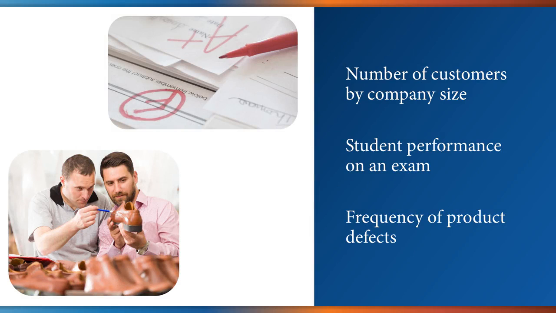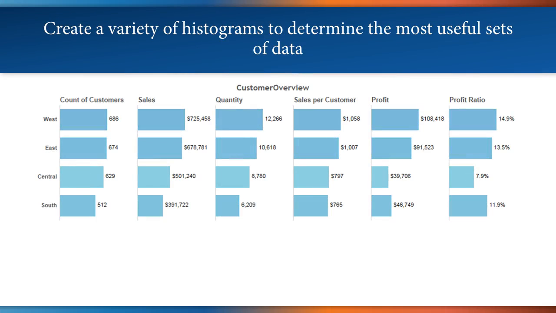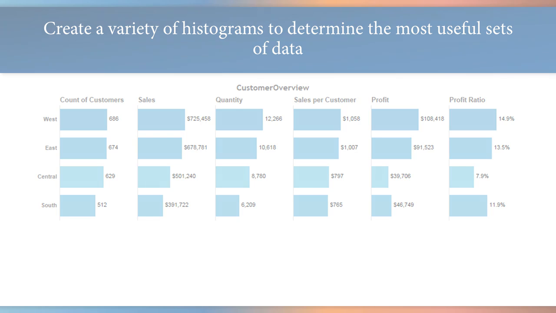Use histograms to understand the distribution of your data. For example, to display the number of customers by company size, student performances on an exam, or frequency of a product defect. Use histograms to test different groupings of data. When you are exploring your data and looking for groupings or bins that make sense, creating a variety of histograms can help you determine the most useful sets of data.